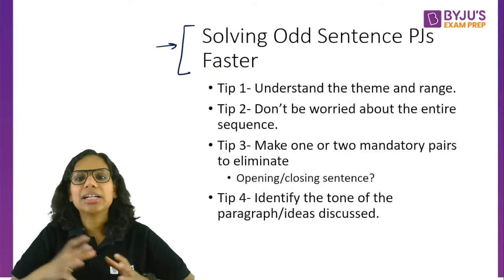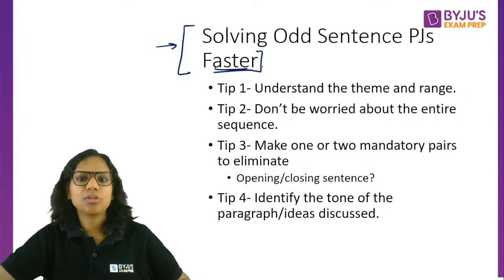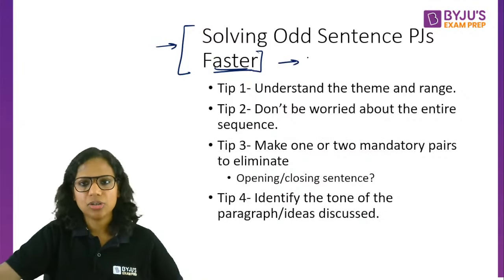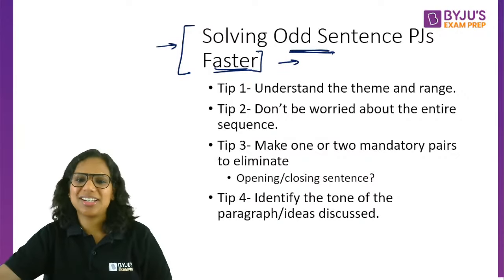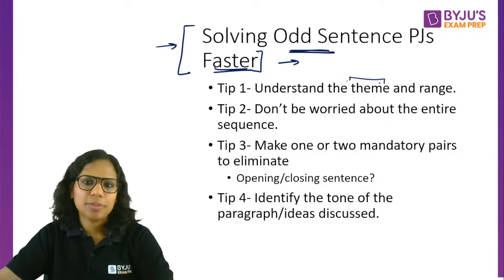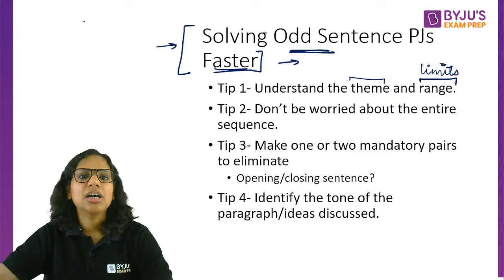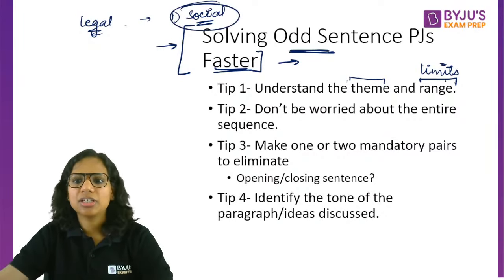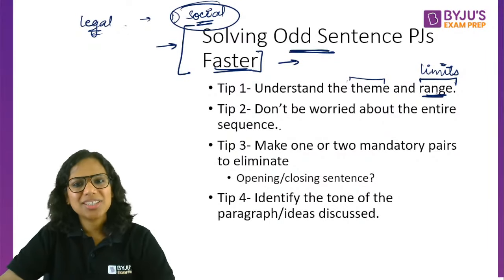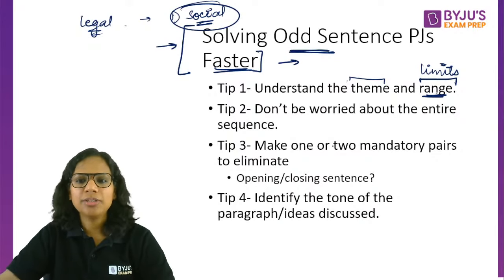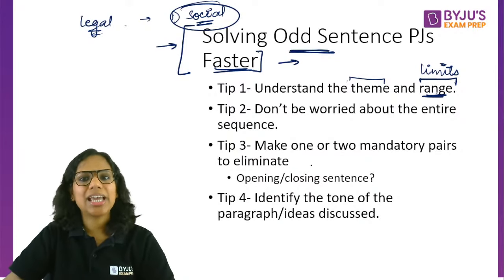So what are the things that can help you solve these questions faster? In my opinion, these are definitely worth a shot. You just have to identify one odd sentence. Understand what is being talked about. What are the limits of this discussion? Let's say, for instance, it could be a legal discussion, but one point here could be in the nature of a social point. So that perhaps could be unrelated. In terms of range, it is unrelated. Don't be worried about the entire sequence, right? You just have to mark the odd one. Make 1 or 2 mandatory pairs. That helps.